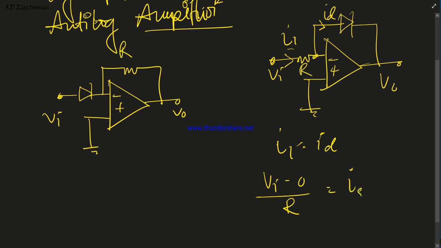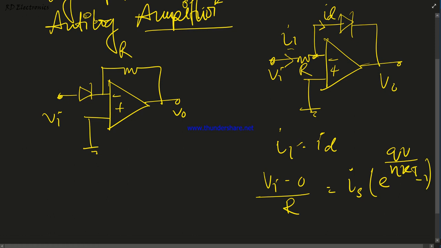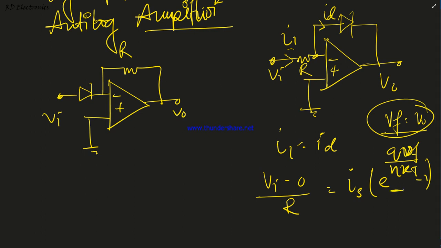The formula of diode current is Is times (e to the power QV by eta kT minus 1). This is the diode voltage, which is known as VF. And this diode voltage is equivalent to the output voltage. This is our formation of output voltage. So we neglect the 1, because this exponential term is very much higher than this value.